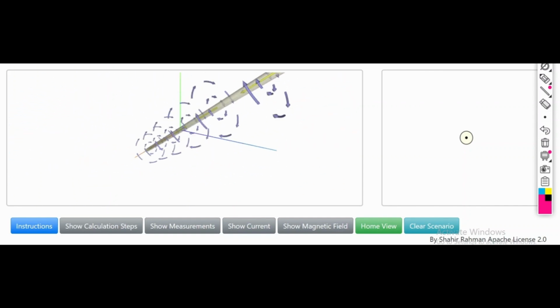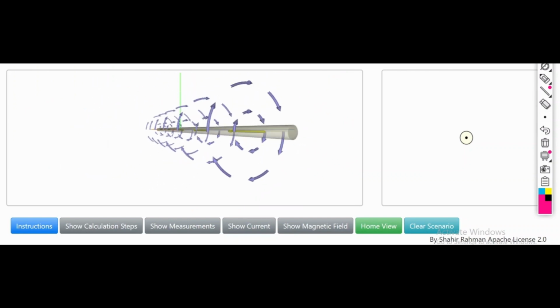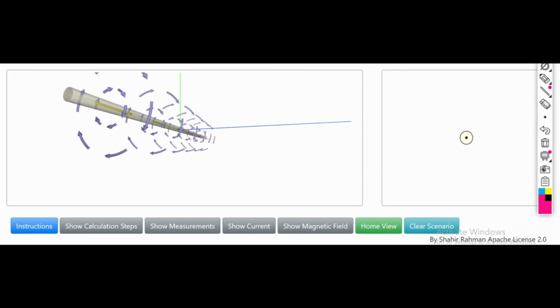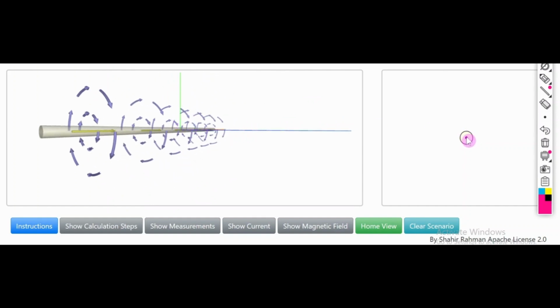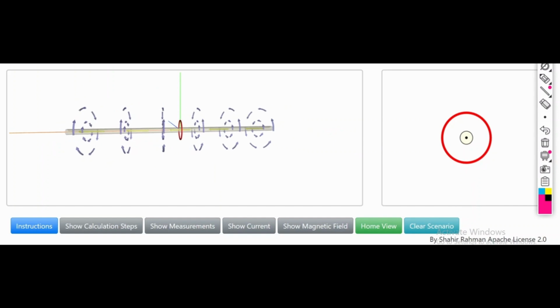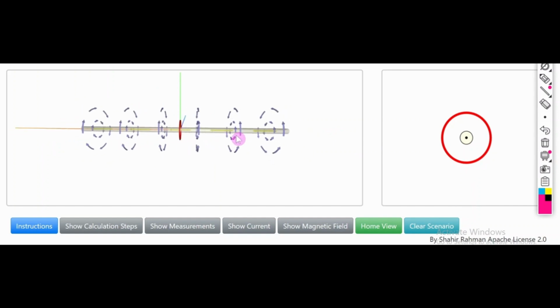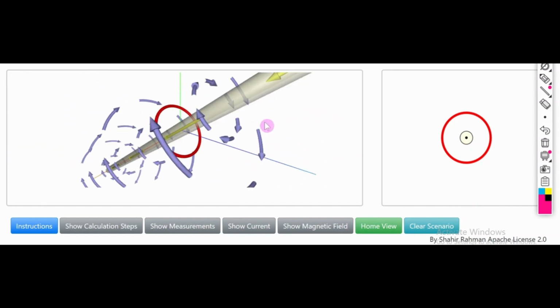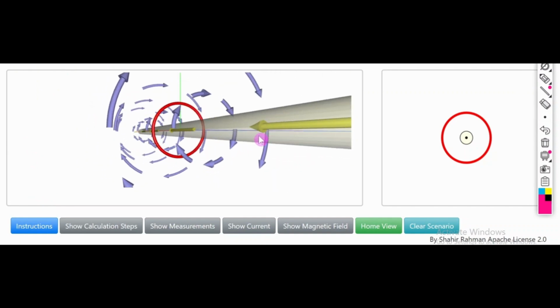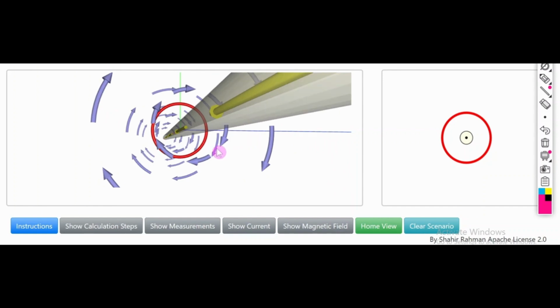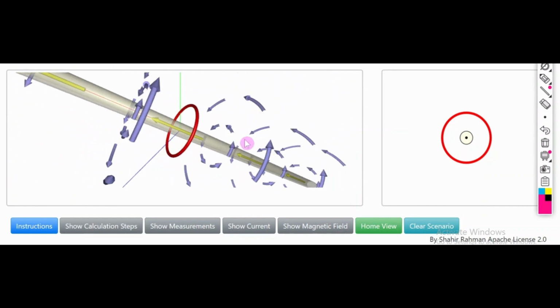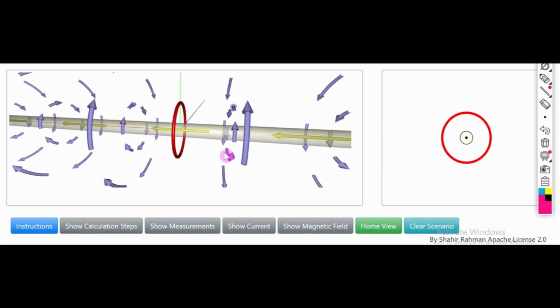So now, in order to derive Ampere's law, we take the Amperian loop. Okay, so here I'm going to take the Amperian loop. I'm taking the Amperian loop here. So this Amperian loop is actually a circle we select inside the magnetic field around this current carrying conductor. Okay, here this red color is the Amperian loop.